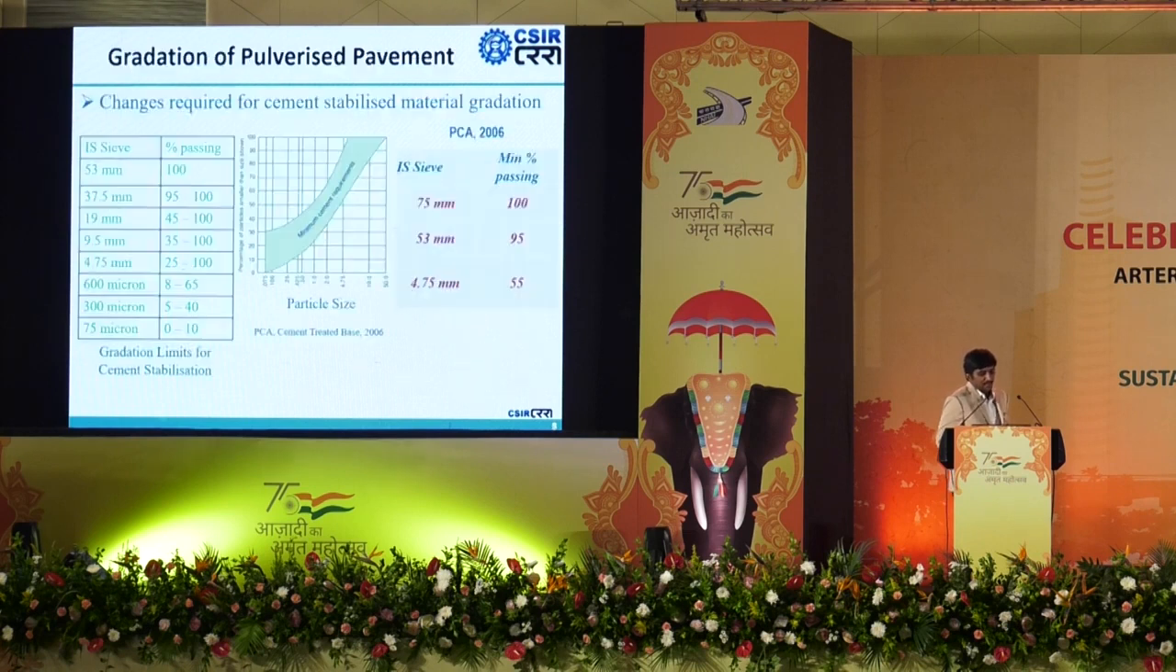So for the gradation of pulverized pavement, this is the gradation we have right now for the stabilized CTB as per IRC 37 MoRTH. But if you follow this gradation, most of the pavements sometimes won't fit in the gradation. So this is the gradation the Portland Cement Association follows. In such cases, most of the pavements are going to fit this gradation, and it's going to satisfy the performance also.